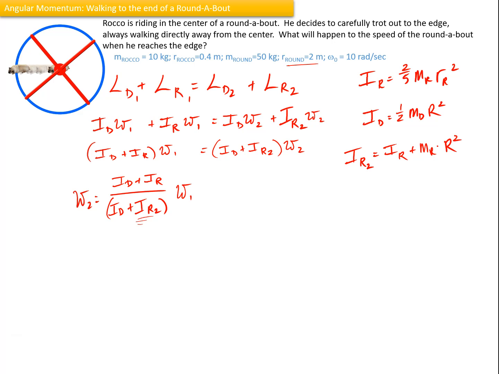Again, I'll leave it to you to finish the math. You can plug in your numbers and figure this out, and you get that it drops to, I think, something around 7 radians per second, if you solve this out. But what's different here is that we're changing the angular momentum not by spinning something faster or slower, but by changing the moment of inertia of one of our objects.